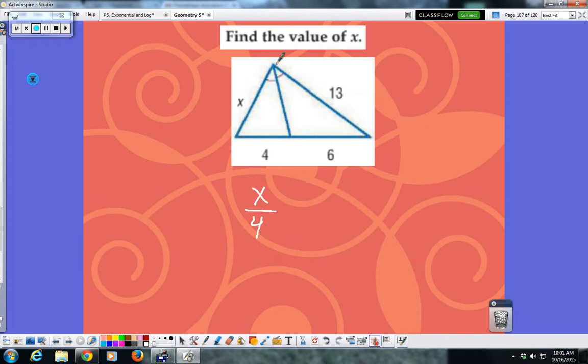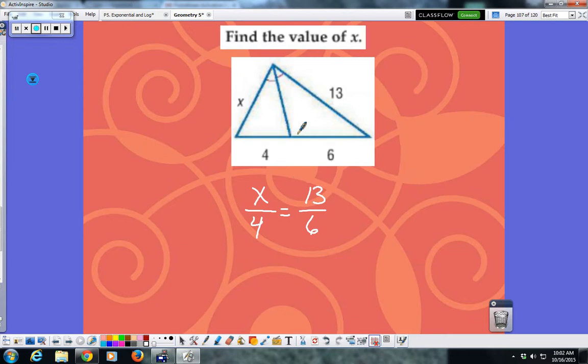The side of that angle bisected triangle, the side to the bottom, is the same proportion as the side to the bottom. Side to bottom, side to bottom. And that only happens when you have angle bisectors. X is to 4 as 13 is to 6.